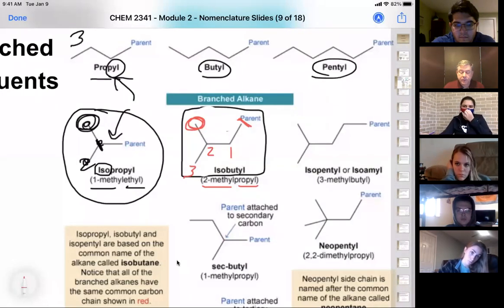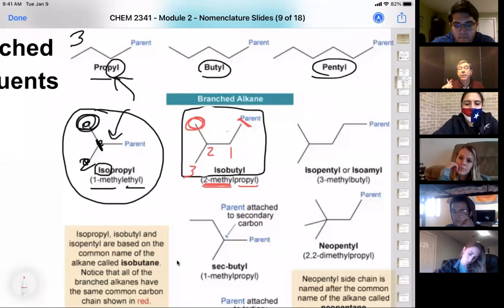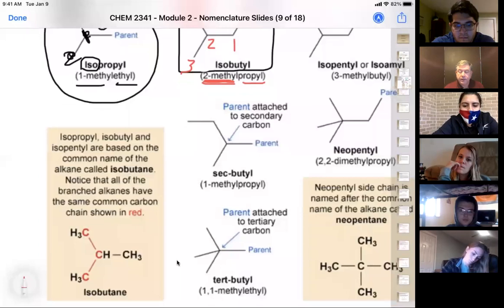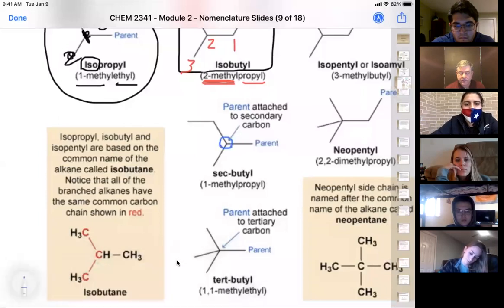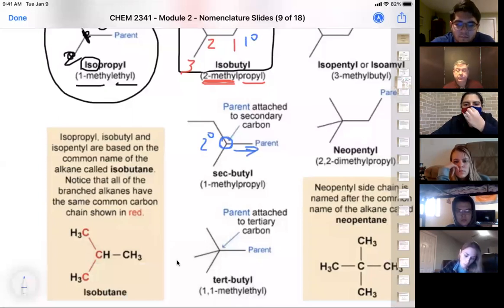Okay, so notice that this is on the 2 carbon here, that methyl group here. That's what differentiates itself from this other one here. The next one down is what we call sec-butyl, okay? And if you think about it, that makes this one right here, the parent is actually attached to a secondary carbon. Notice this is a primary carbon up here. This is a secondary carbon right here.